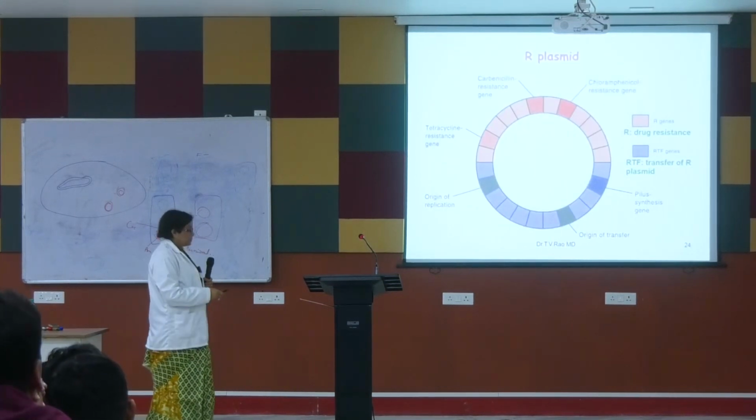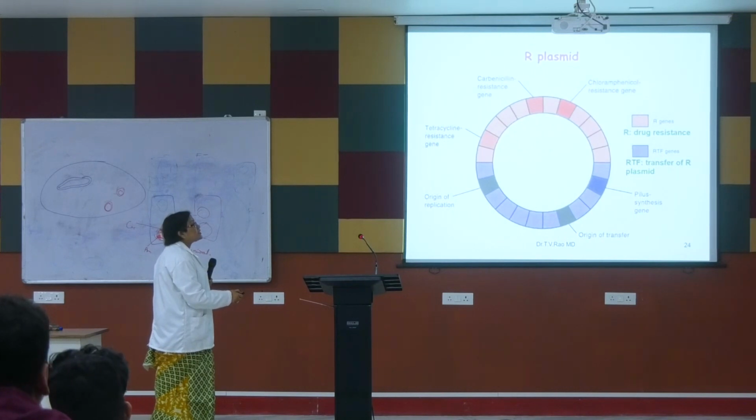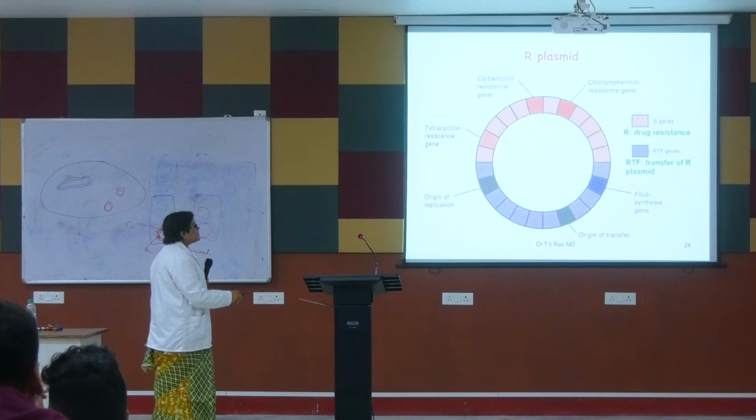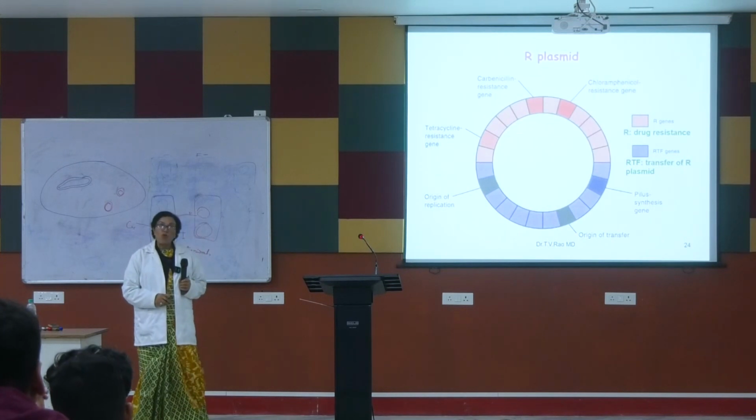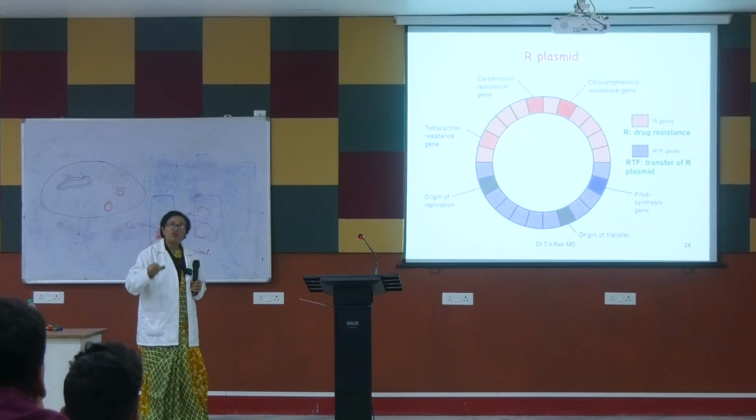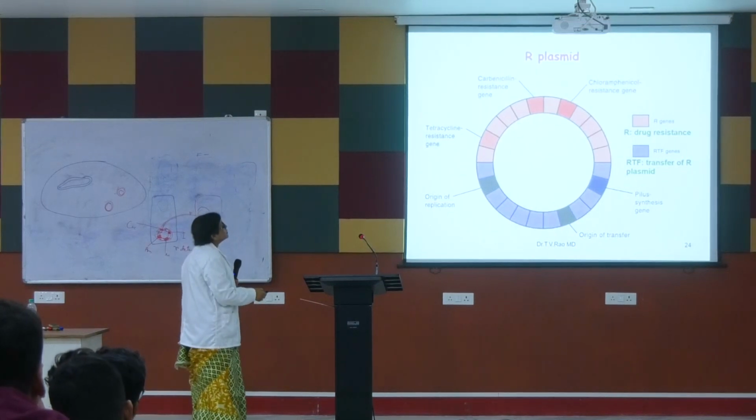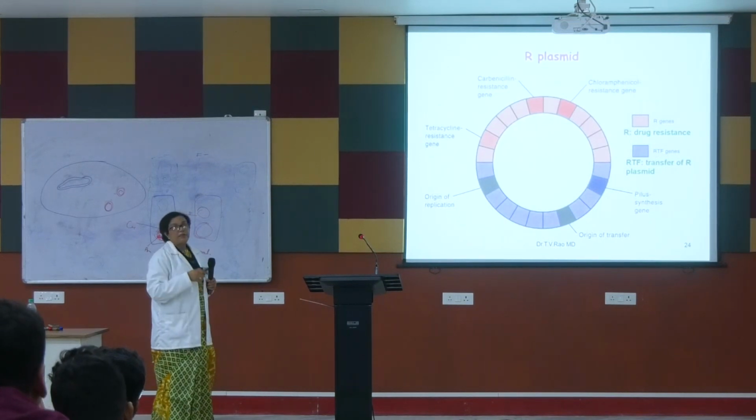This is R plasmid. So these are the different sites for drug resistance property. This is the area for chloramphenicol resistance gene. This is the carbenicillin resistance gene. This is tetracycline resistance gene, and this is pilus synthesis. So plasmid has the code to synthesize the pilus through which it will be transferred. So it is also coded in the plasmid. And this plasmid is called R plasmid, that means which is supplying the resistance property.